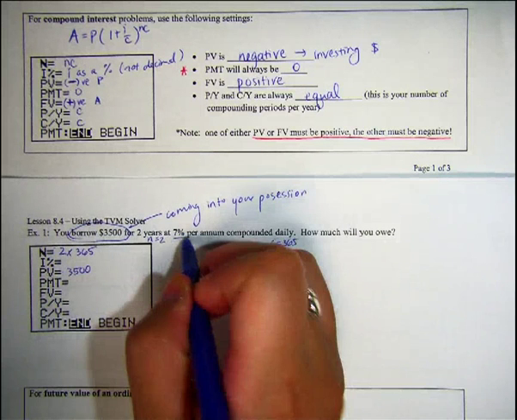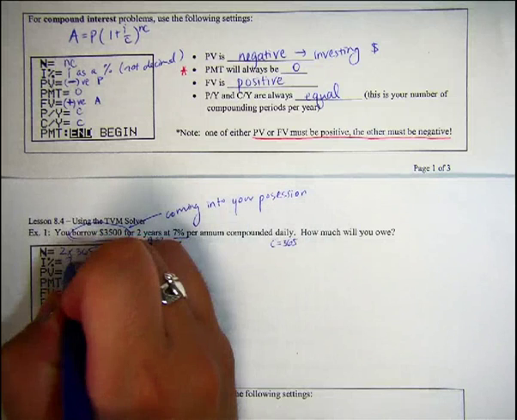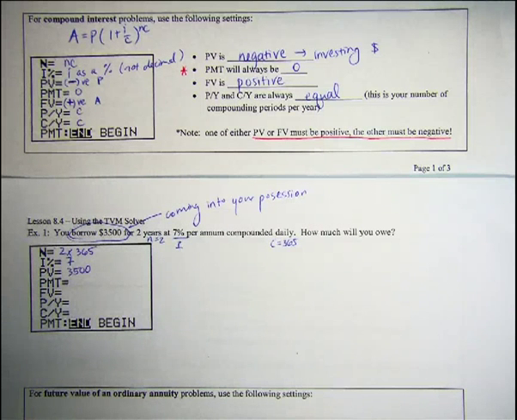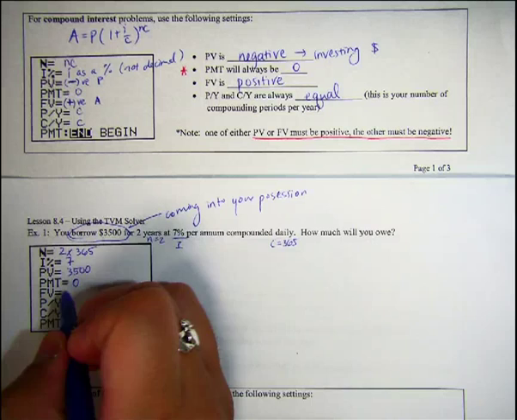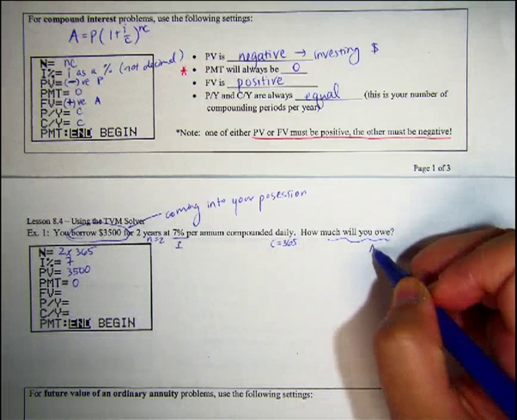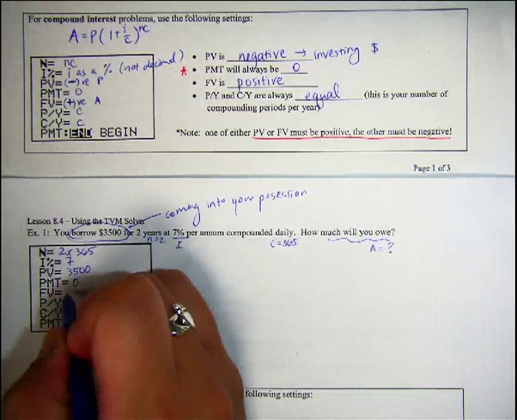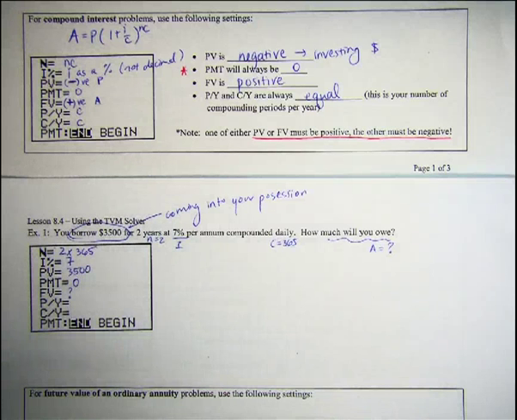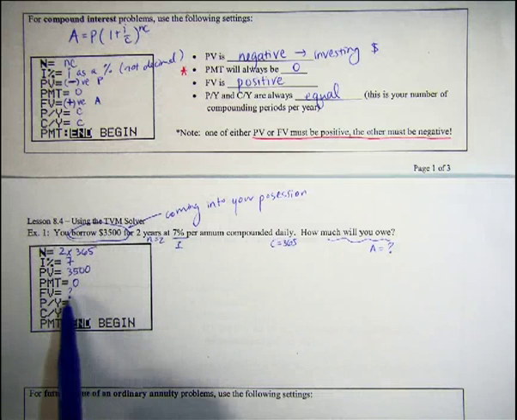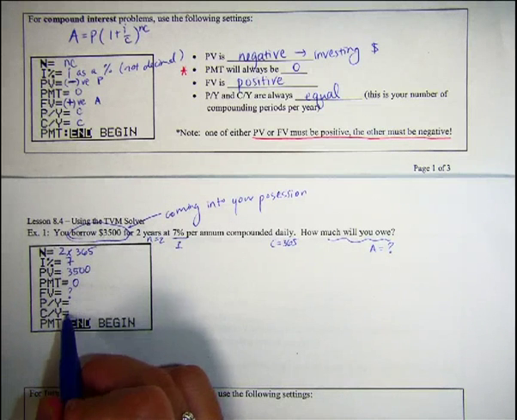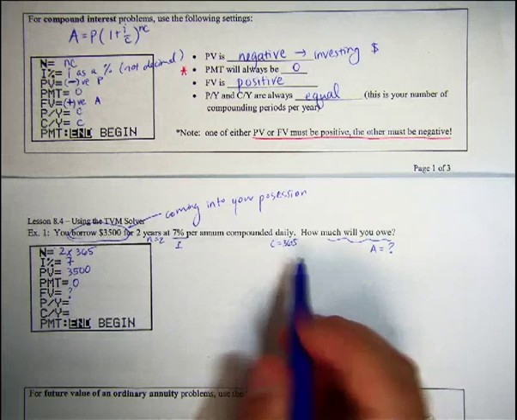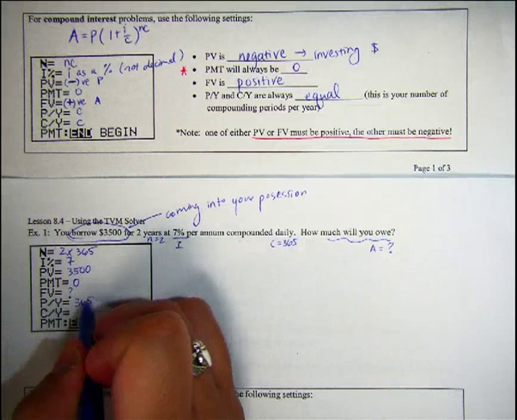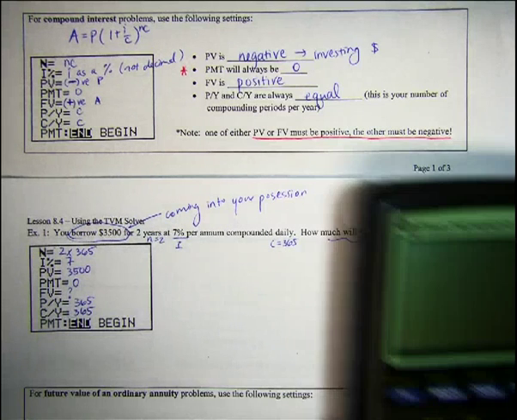Okay, I as a percent, you just have to write 7 down. PMT is 0 for regular compound interest questions. Future value, how much will you owe? That means you want to find out your A value, which is the same as future value. So for filling out the screen on paper, just put a question mark for now. PY and CY is the C value, so you're going to write in 365, 365.